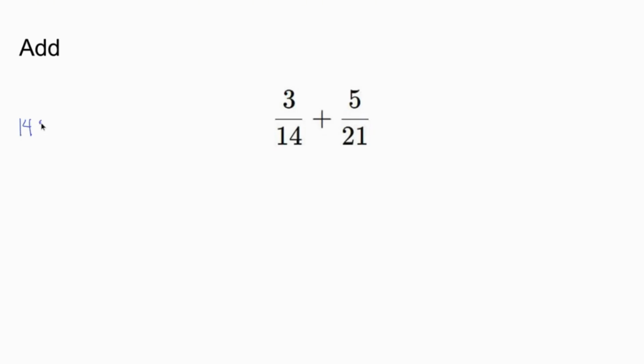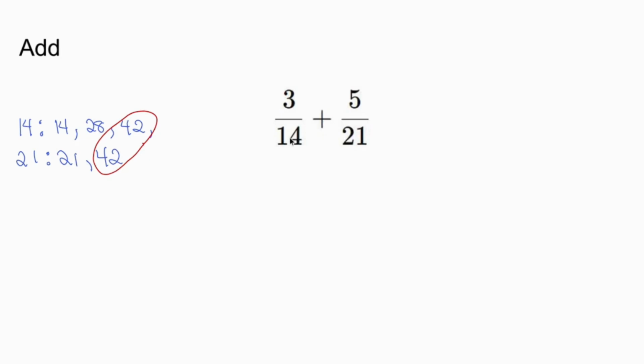How do you do that? You write out the multiples of each one of these numbers, and the first number that appears in both lists is your least common denominator. So 14 is 14, and then 28, and then let me see, that's going to be 42. You know what, I'm going to stop right there because I have a feeling that when I do 21, it's going to be super convenient. So the multiples of 21 are 21, and then look at that, 42. So my least common denominator is that 42.